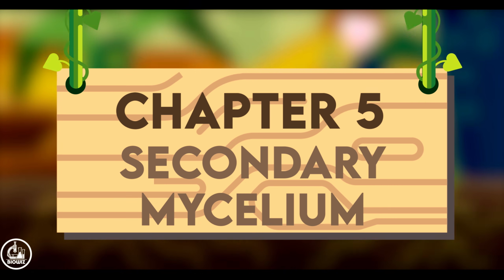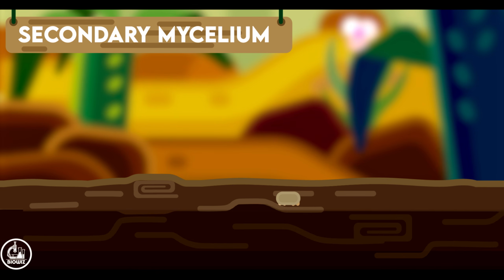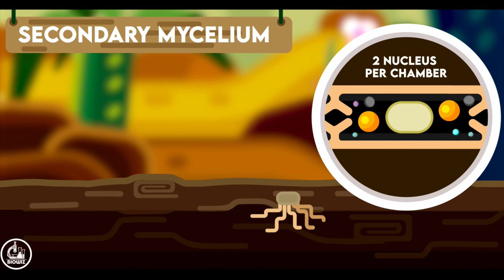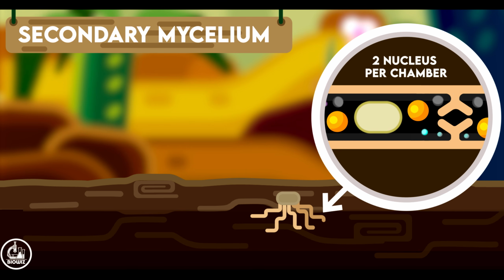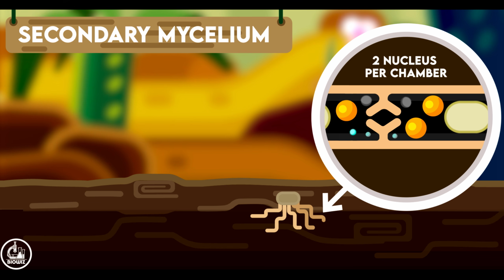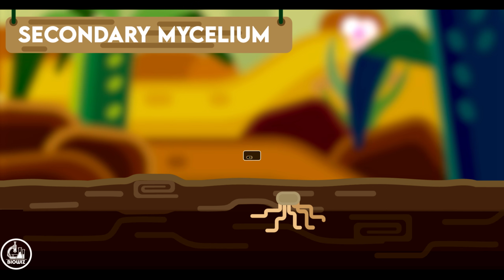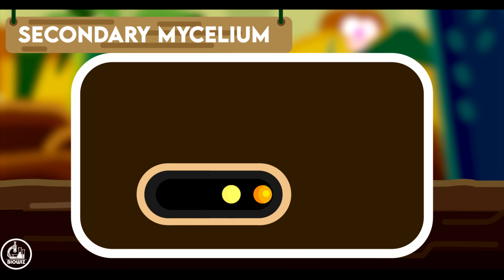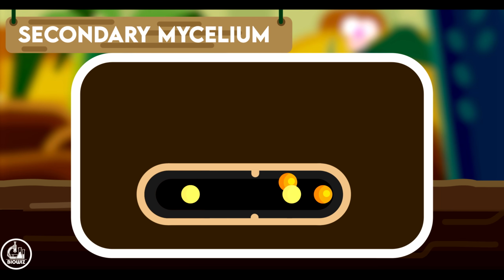After plasmogamy is complete, the two haploid nuclei do not fuse immediately. Instead, the newly formed cell starts to grow to form a new mycelium called the secondary mycelium. Each compartment of the secondary mycelium has two nuclei, one from each parent mycelium. This is achieved by formation of specialized structures called clamp connections by the mechanism as shown in this animation.